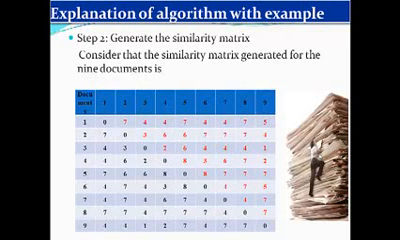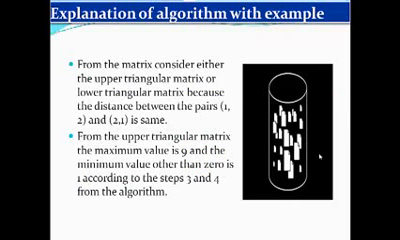Generate the similarity matrix. Consider the similarity matrix generated for the 9 documents. From the matrix, consider either the upper triangular matrix or lower triangular matrix because the distance between the pairs 1 to 2 and 2 to 1 is the same. From the upper triangular matrix, the maximum value is 9 and the minimum value other than 0 is 1.